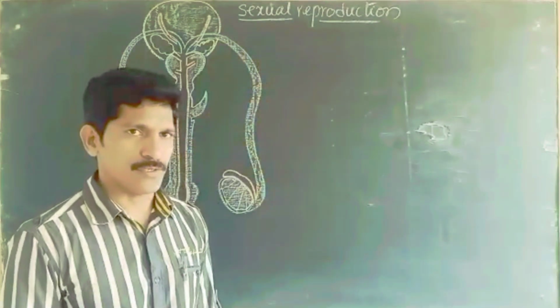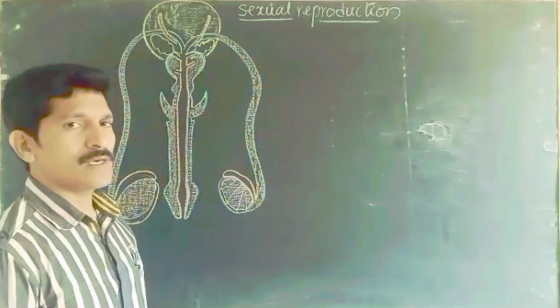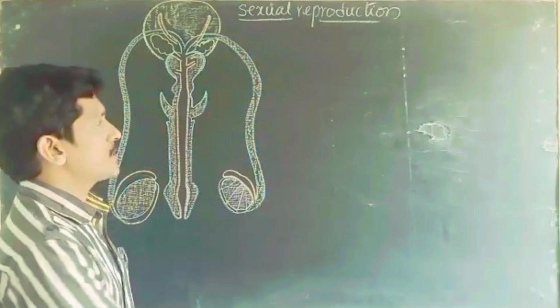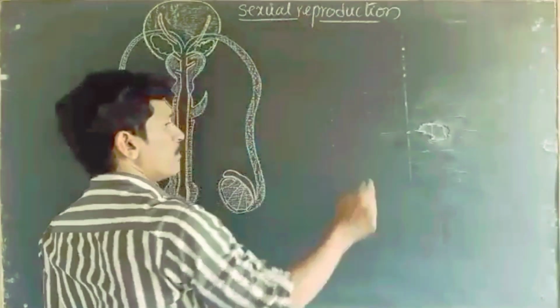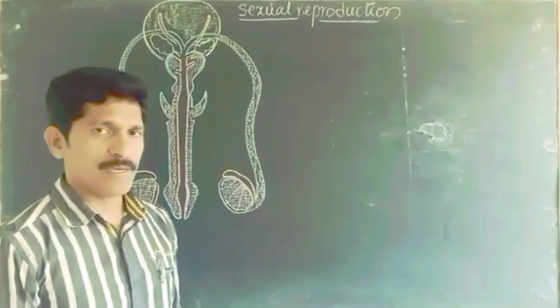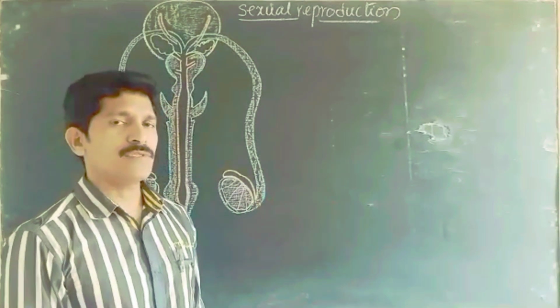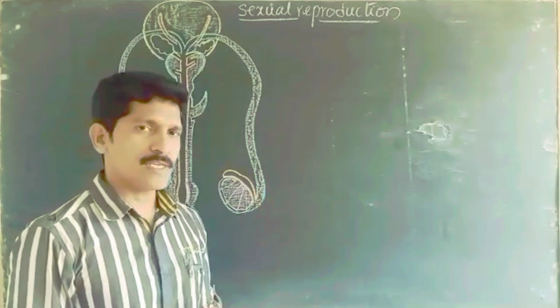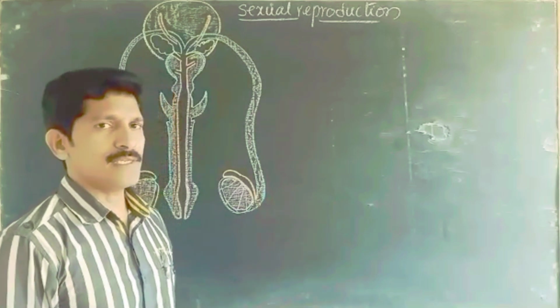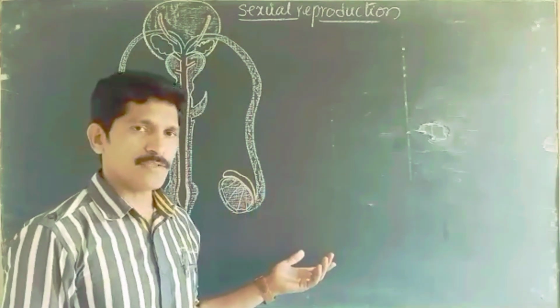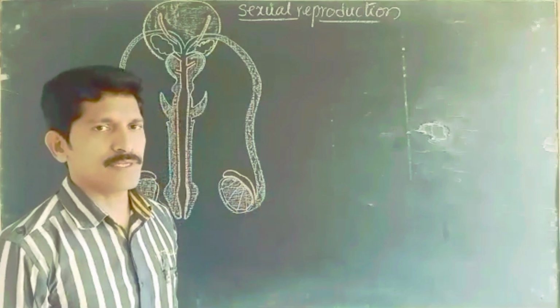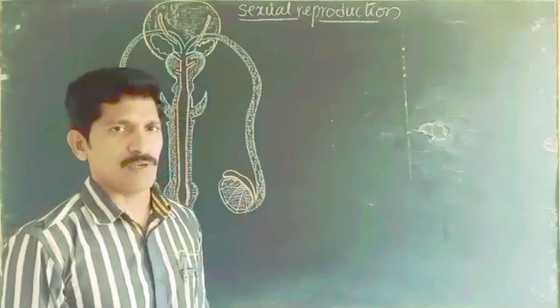Sexual reproduction. What is sexual reproduction? Usually in sexual reproduction, two parental organisms participate and produce gametes, and the fusion of gametes, called fertilization, takes place. After fertilization, the zygote is formed. The zygote further develops into an embryo, fetus and the young one.